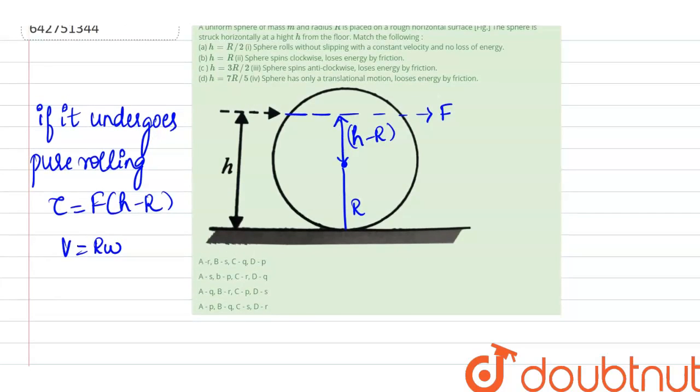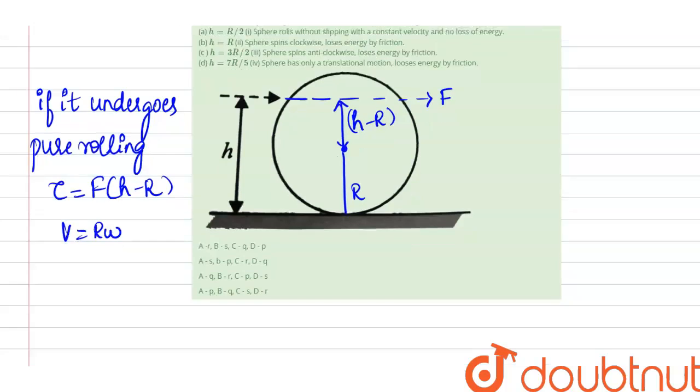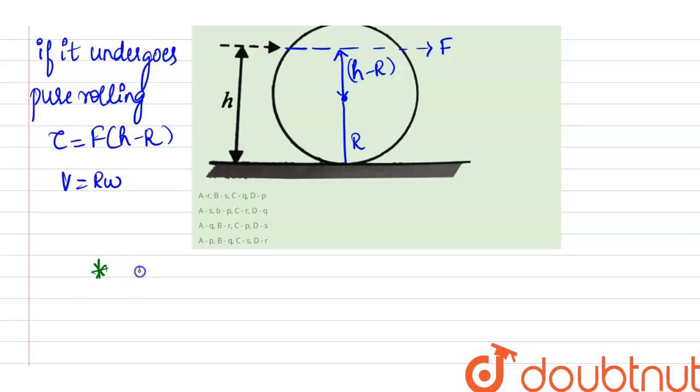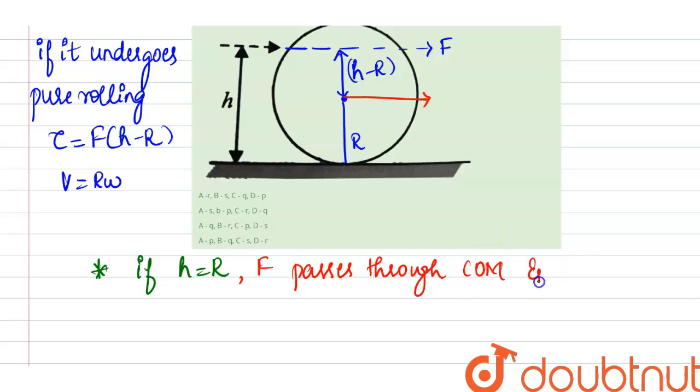When h is equal to r, that is along the center of mass, if you are applying the force, the center of mass will be brought into linear motion. There is no torque produced about the center of mass, and hence the body will simply continue in translational motion. So one thing is definite: if h is equal to r, the force passes through the center of mass, and torque about the center of mass, tau about center of mass, will be 0. Therefore, only translational motion will be seen.